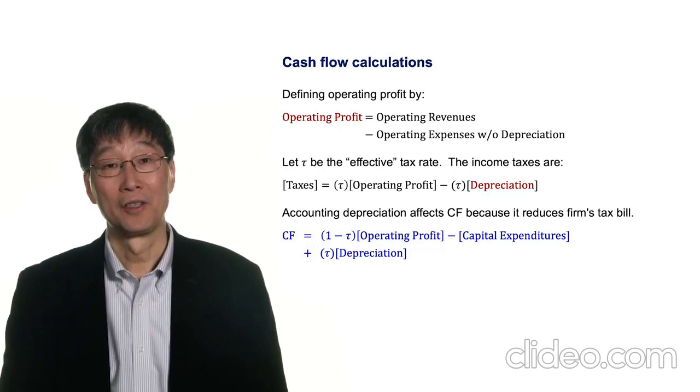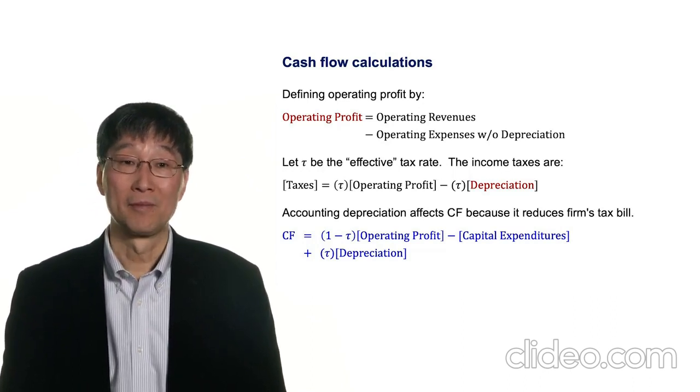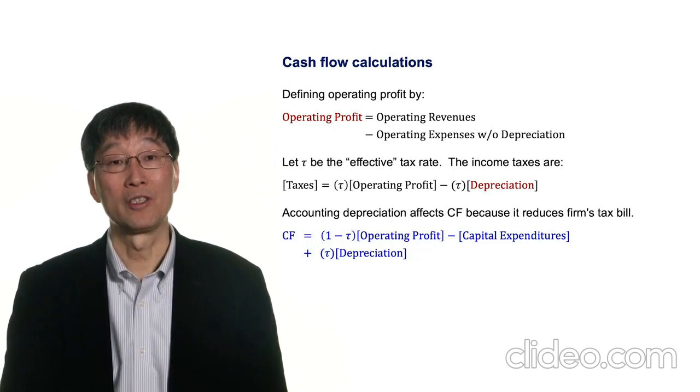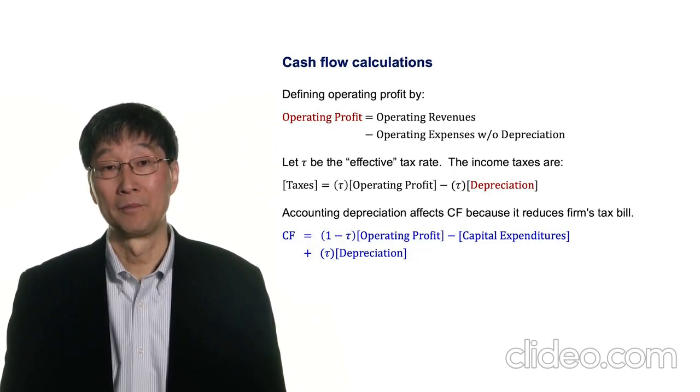Putting things together, we have the following. The net cash flow of the project equals 1 minus tau times the operating profit, which is the after-tax profit, minus capital expenditure, plus the tax credit from depreciation.